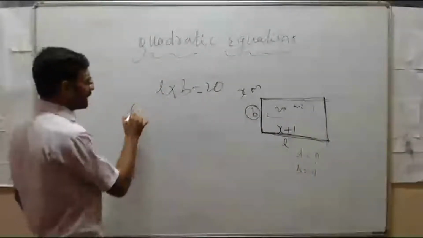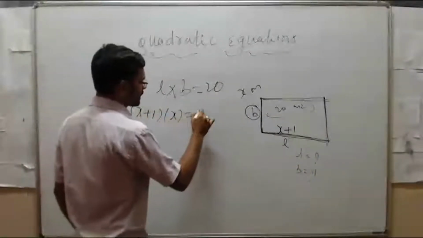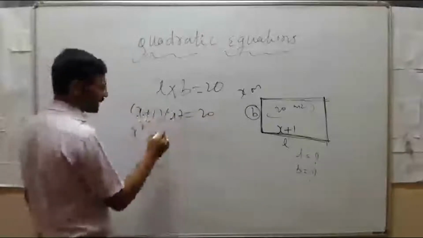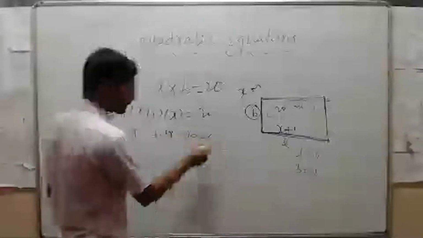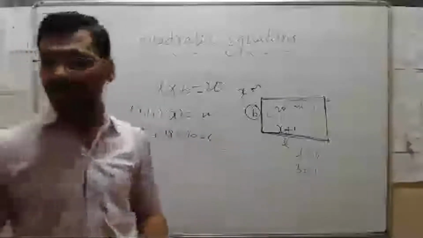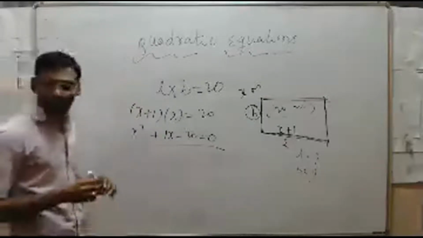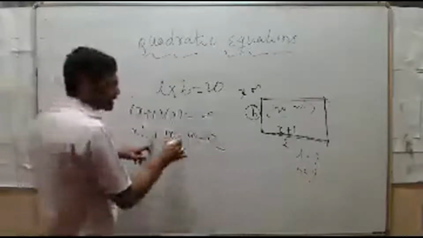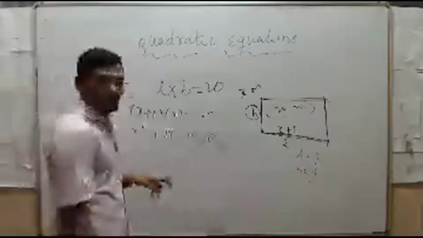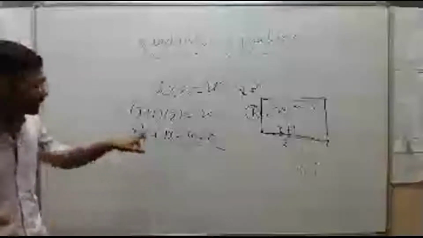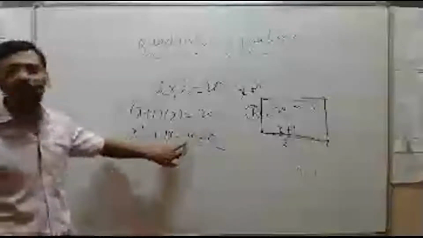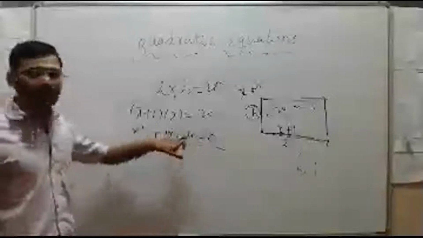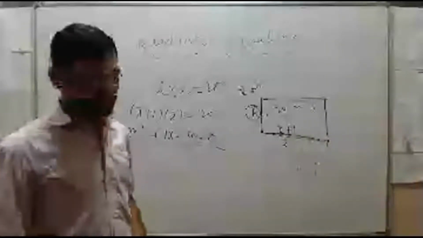What is the value of length here? Length is x plus 1, breadth is x, and the product is equal to 20. So x into (x plus 1) is x square plus x, minus 20 is equal to 0. Now it is in the form of a quadratic equation, ax square plus bx plus c is equal to 0. It means a value is 1, b value is 1, c value is minus 20.